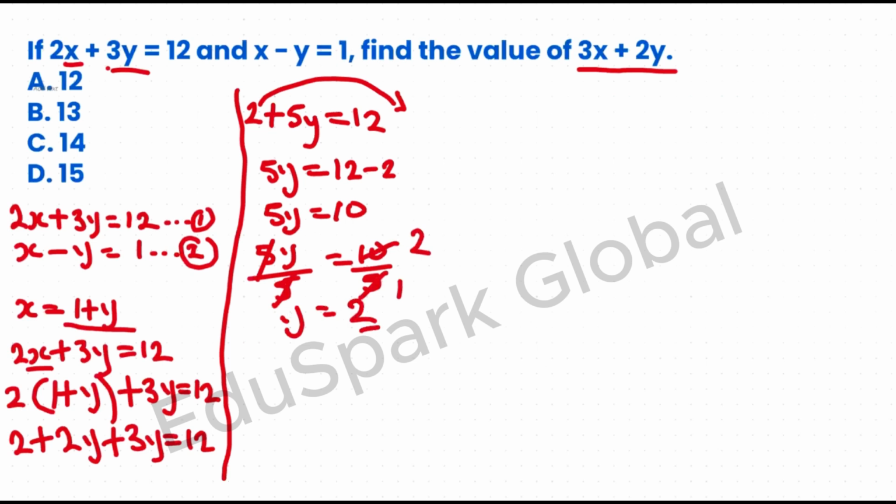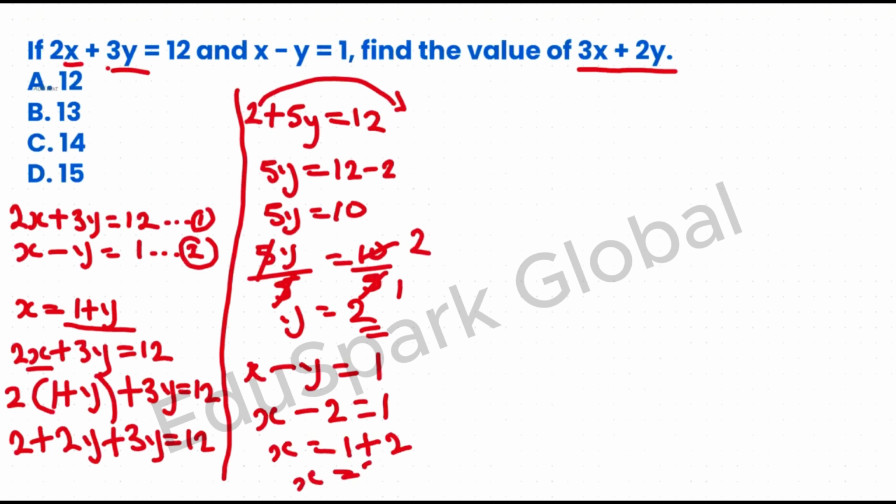So we go back to the original equations, equation 1 and 2. In place of y, we substitute 2. Let's use equation 2: x minus y equals 1. So we have x minus 2 equals 1. Then we have x equals 1 plus 2. Remember that when minus 2 crosses the equality sign, it will change to plus 2. So that we have x equals 3. So we've gotten the values for both x and y. Our x equals 3 and our y equals 2.